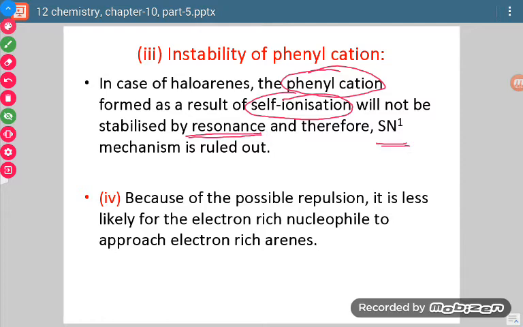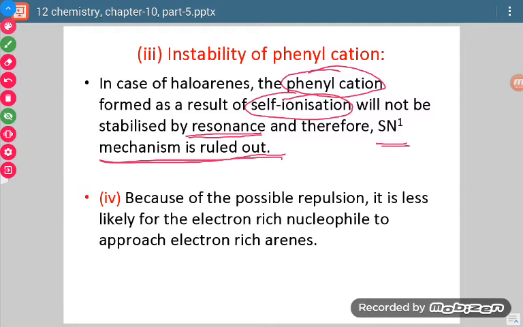Therefore, the SN1 mechanism is ruled out. Since this is not stabilized by resonance, this mechanism will not occur. Now see, one more thing: because of the possible repulsion, it is less likely for the electron rich nucleophile to approach electron rich arenes.